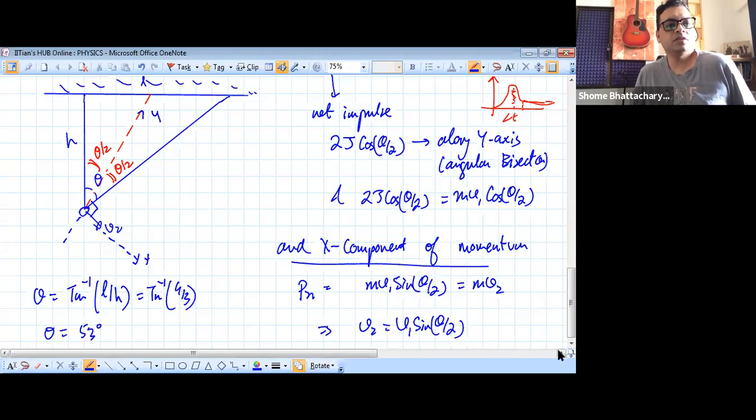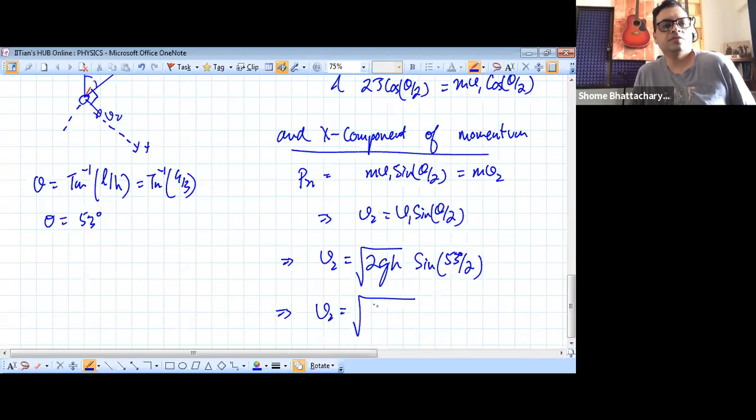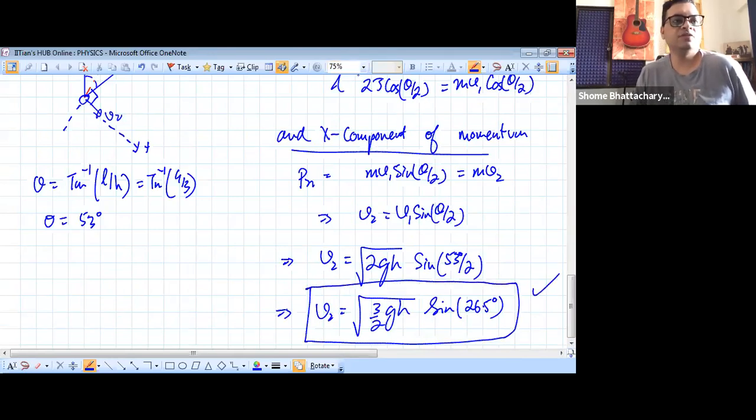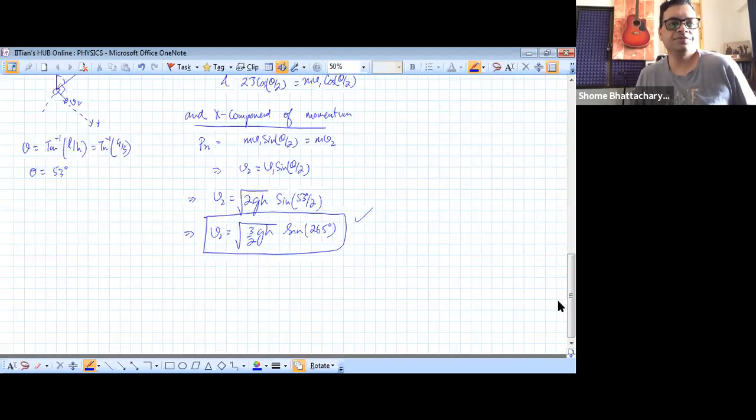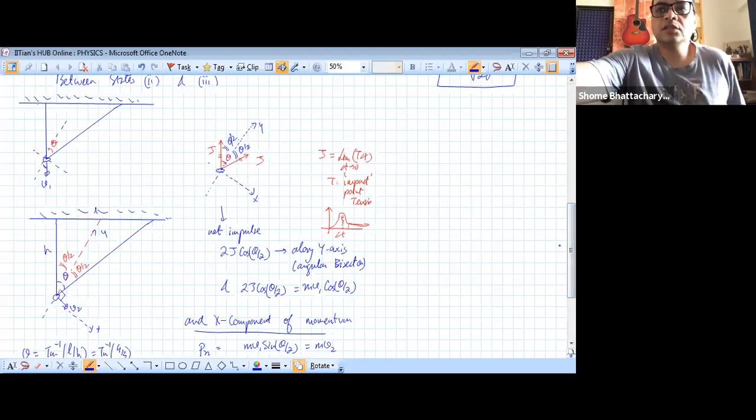So from this, your V2 will become square root of 2gh sine 53 by 2, or square root of 3 by 2 gh sine of 26.5 degrees. And this was one of the options given in the MCQ question, and the other was the value of h itself. So this becomes the answer. Okay. So hope the question is clear to both of you guys.